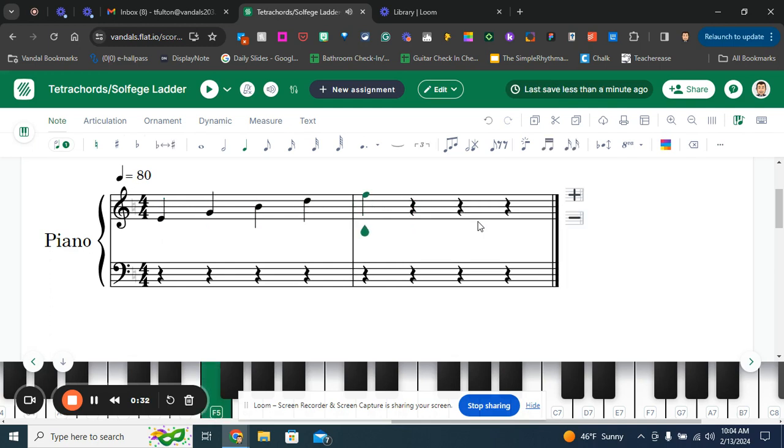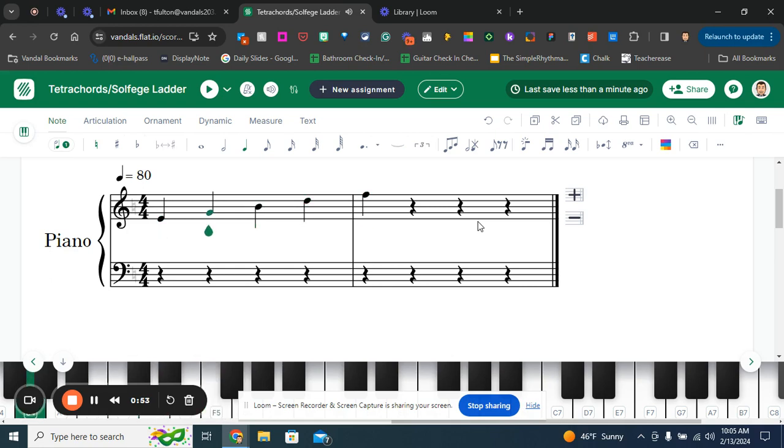So these are line notes. The line goes through the center of the note. This is an E, and the bottom note is E. This is a G, second line. B, third line. D, fourth line. F, fifth line, excuse me.